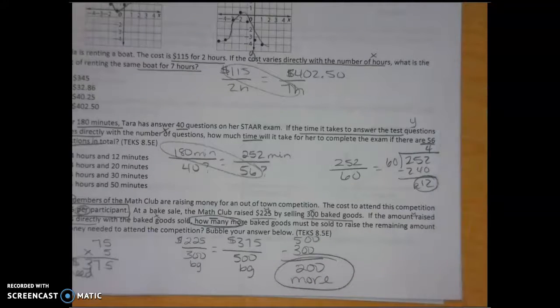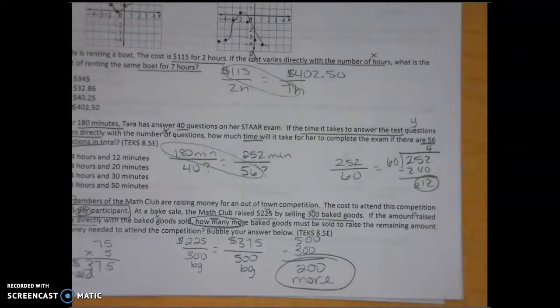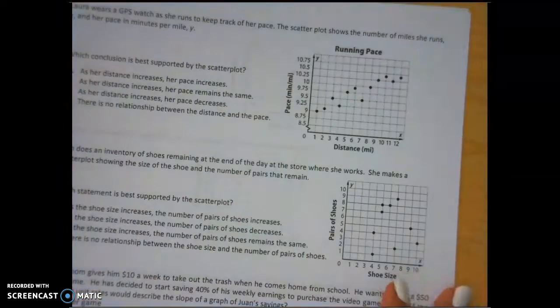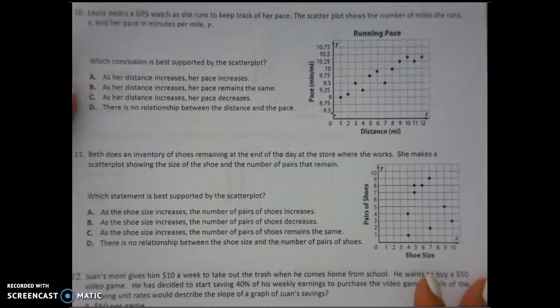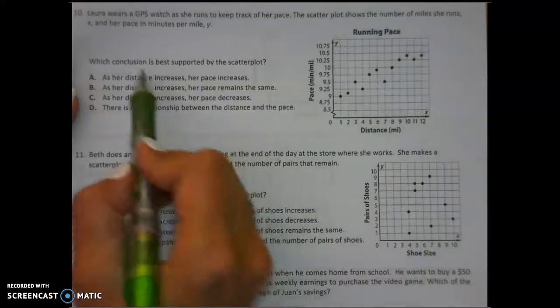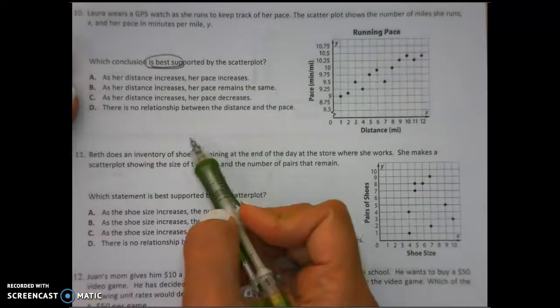Okay, so lots and lots of words to tell you the operations to do there. Read real carefully to make sure you do all of the operations. Number 10 says, Laura wears a GPS watch. When she runs, it keeps track of her pace. Scatter plot shows the number of miles she runs per minute. What conclusion is best supported? So we're looking at this.